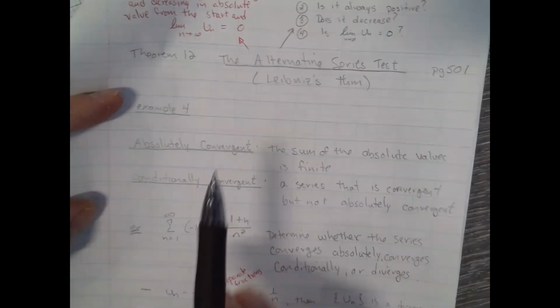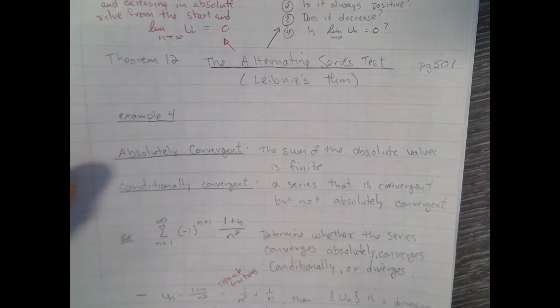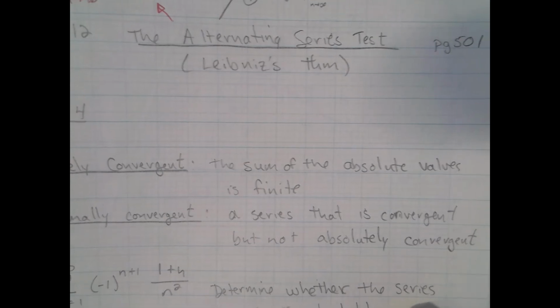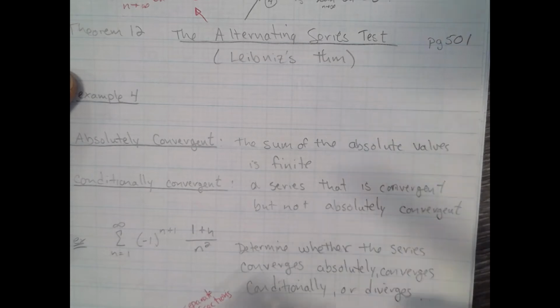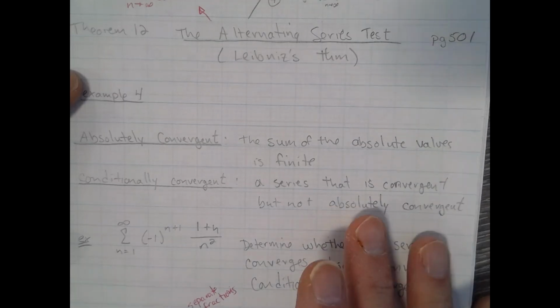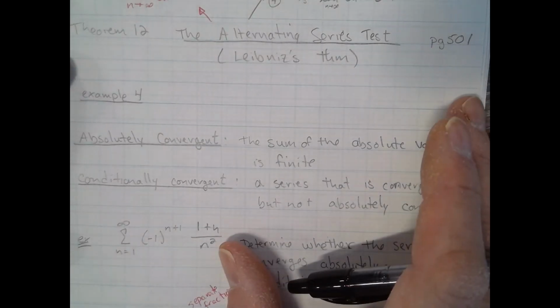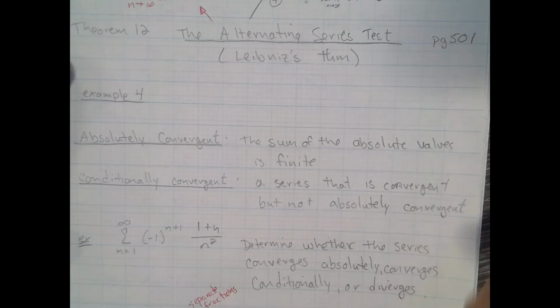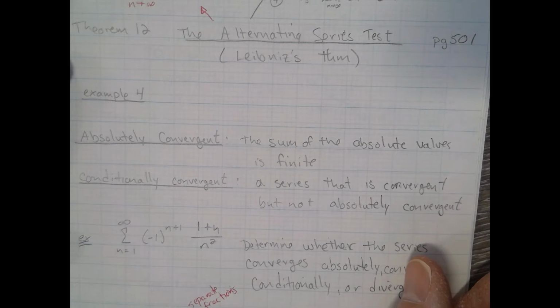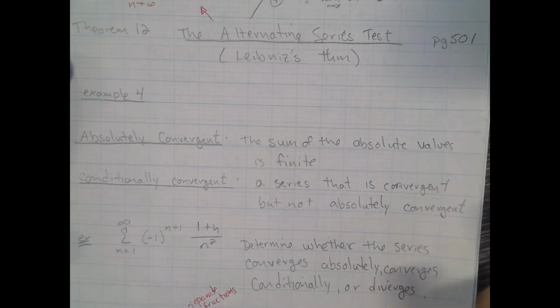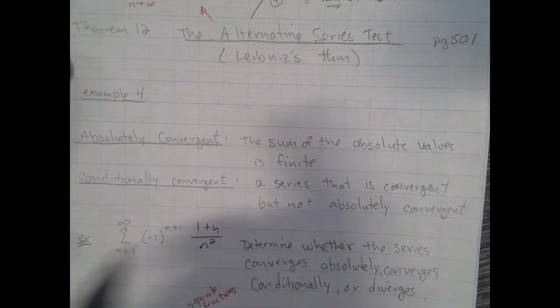Absolutely convergent. Absolutely convergent means that you add up all the terms, but you make them positive. You take the absolute value of all of them. And if you add up all the positive ones and it converges, then the series will converge, even if it's alternating with some positives and negatives. So if you can prove that it converges absolutely, then you can prove that it converges.